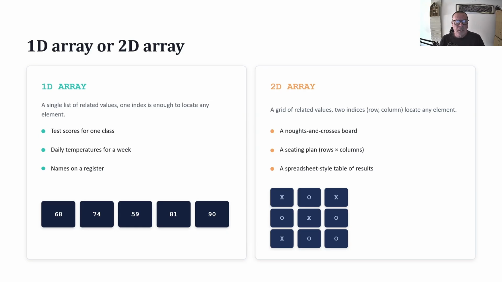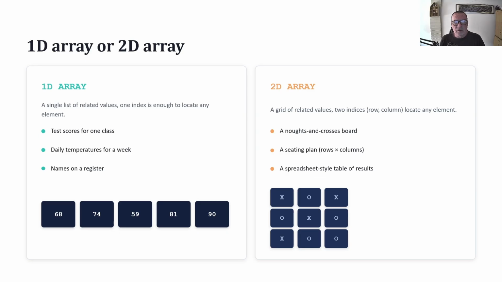So you have 1D and 2D arrays, one-dimensional and two-dimensional arrays. You can go further, obviously 3, 4, 5 and wherever you want, but for the course we only really need up to 2. So a 1D array is a single list of related values. One index is enough to locate any element you want. For example, test scores in a class, daily temperatures, or names on a register could all be stored in a one-dimensional array.